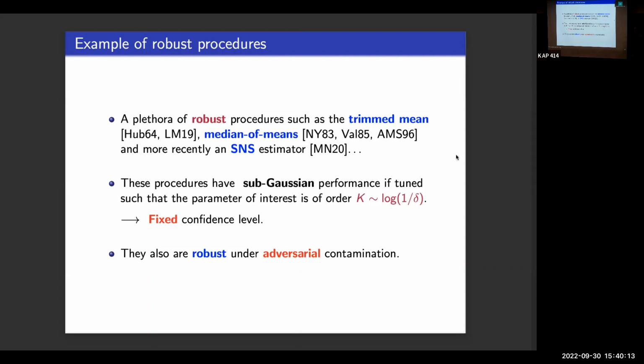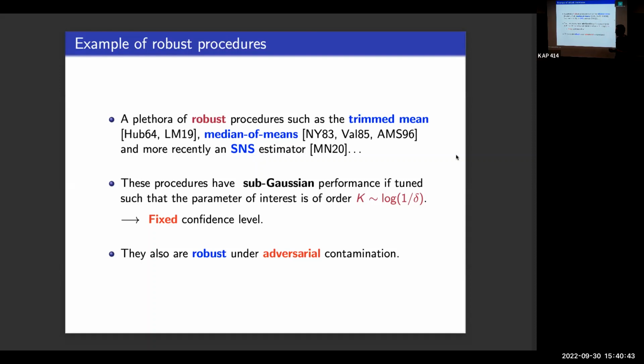Something that I want to point out before we go further is that for all these procedures, we need to fix the confidence level. So K, for the trimmed mean, is going to be proportional to the fraction that we want to throw away. For the median of means, it's going to be the number of buckets that we use. And usually this parameter that we need to tune for our estimator depends on the confidence level.